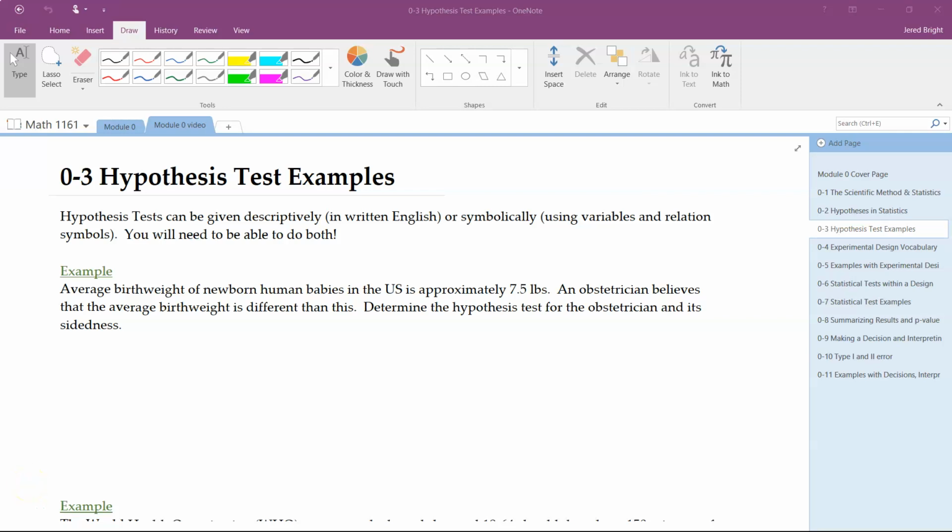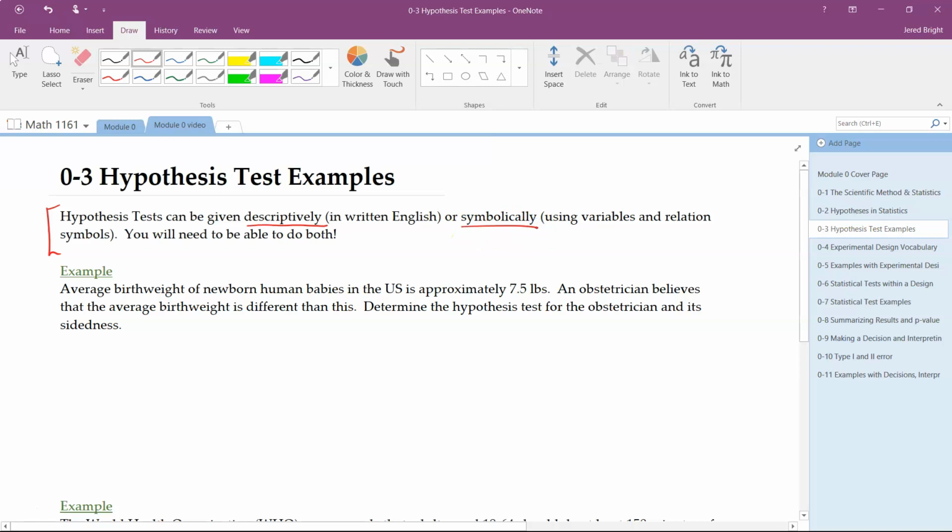Welcome back. In the last video we looked at hypotheses and we talked about null and alternative, sidedness, and how every hypothesis must include a population and a parameter. So let's make sure that happens in the examples we go through now. I'll let you read the context here for this first one. The thing to note before we start is this little paragraph up here: you have to be able to write them descriptively and in symbols, and we'll do that here.